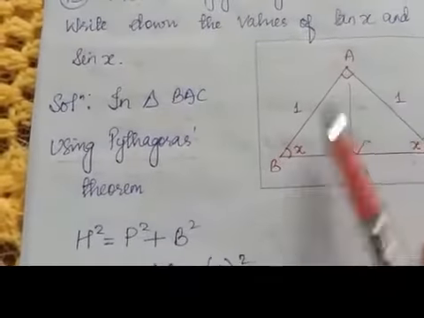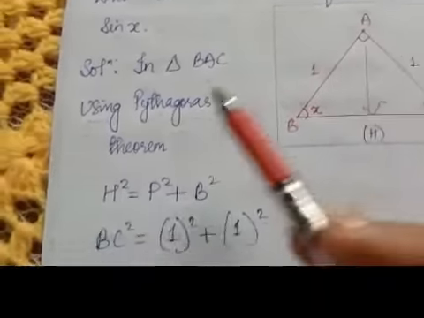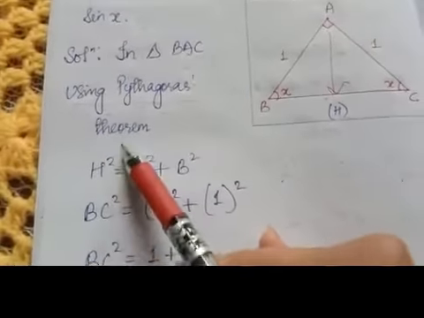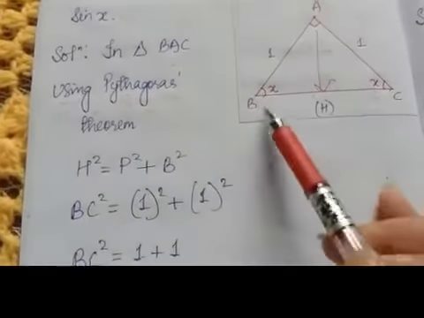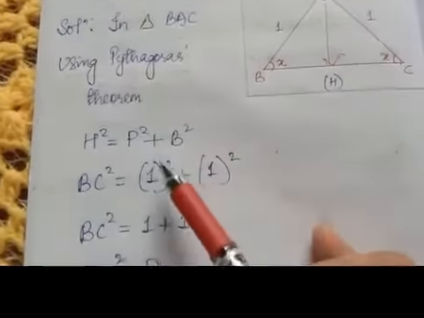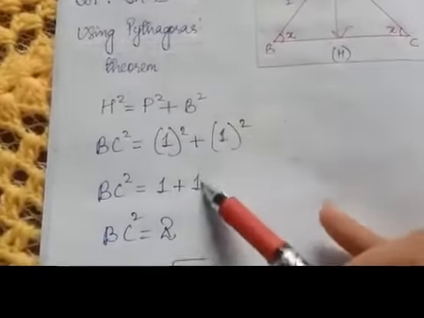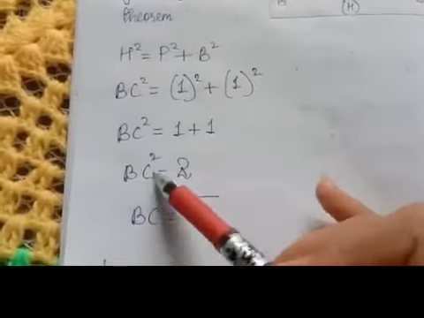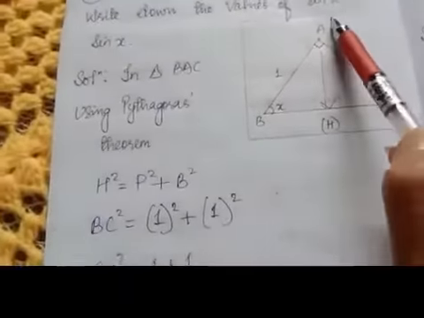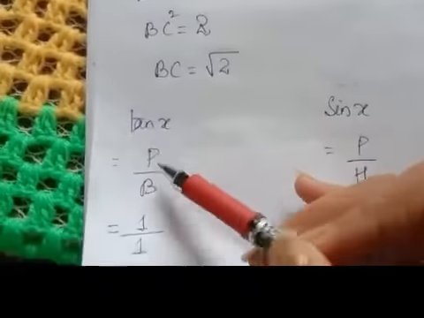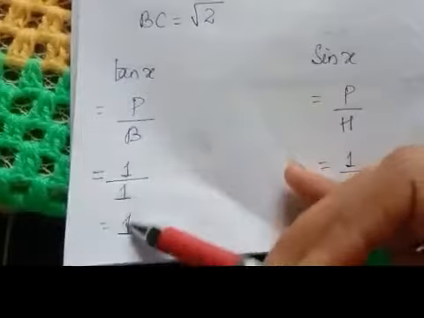So in triangle BAC we will write this A in the middle because here it is a right angle. So using Pythagoras theorem, hypotenuse square is equal to perpendicular square plus base square. So hypotenuse is BC. BC square, perpendicular is 1, base is 1. So 1 square is 1, 1 square is 1. So 1 plus 1, 2. BC square is 2. So BC is root 2. Now we will find tan x and sin x. Perpendicular is 1, base is also 1. So the value of tan x is 1.